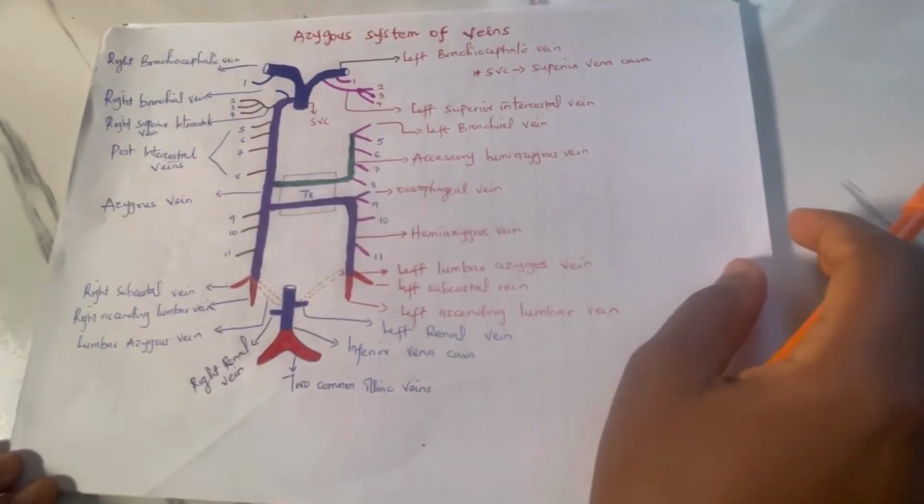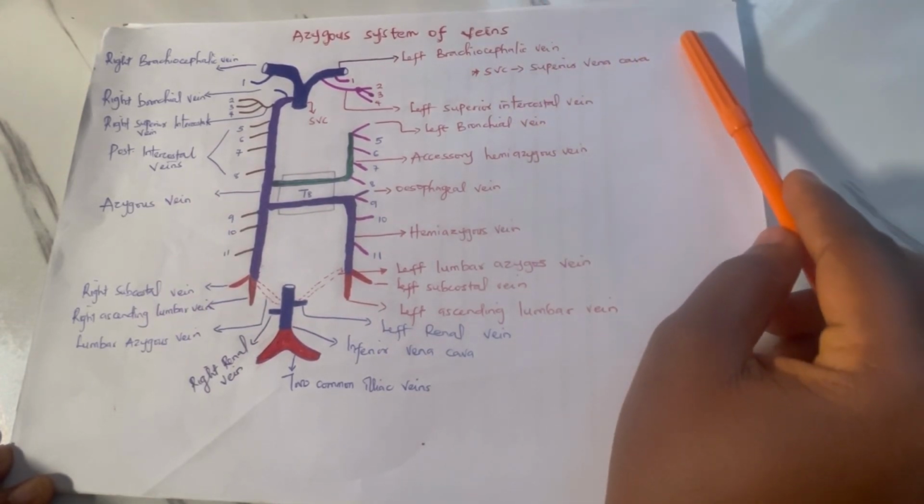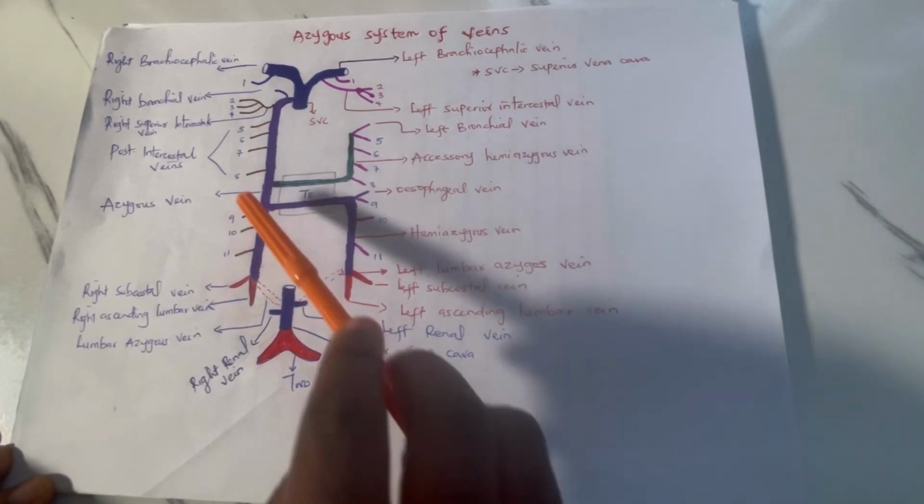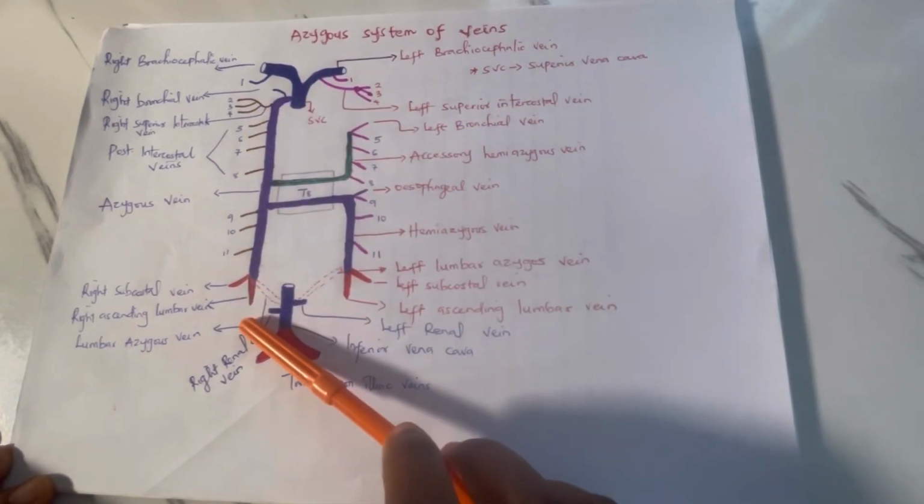So let's talk about the Azygos system of veins. The Azygos system of veins comprises three veins, which are the azygos vein, the hemiazygos vein, and the accessory hemiazygos vein. So we are going to be talking about the azygos vein first.